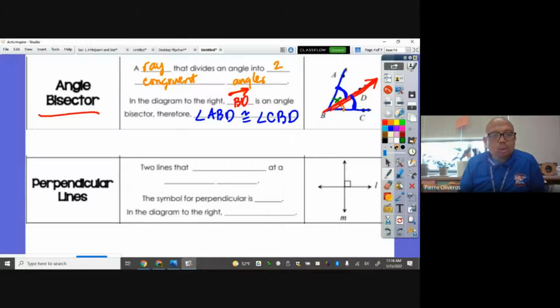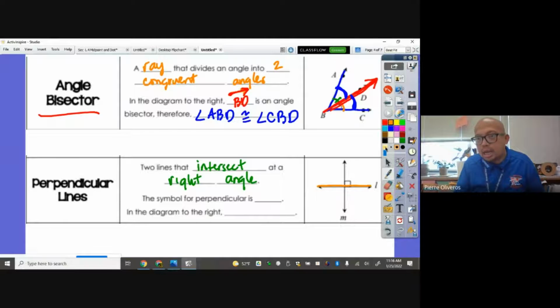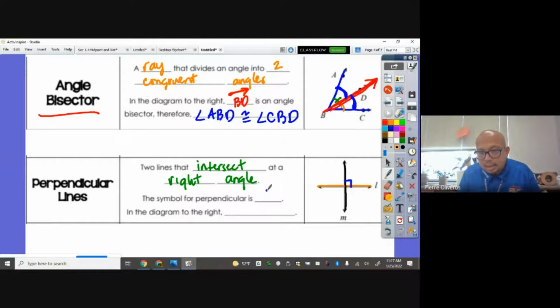Perpendicular lines: two lines that intersect at a right angle. If you look at this, I have the orange line and the black line. They intersect where? At a 90 degree angle, at a right angle. The symbol for perpendicular is like an inverted T, an upside down capital T. That's the representation for perpendicular. In the diagram on the right, we know that line L is perpendicular to line M. If they're perpendicular, they cross at a 90 degree angle.